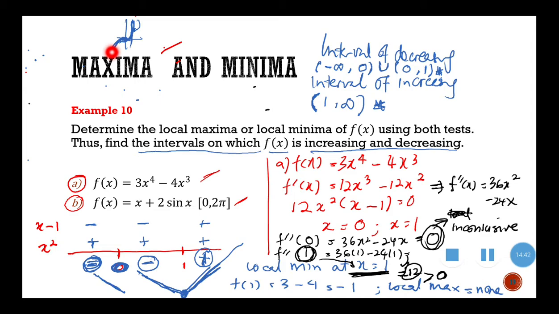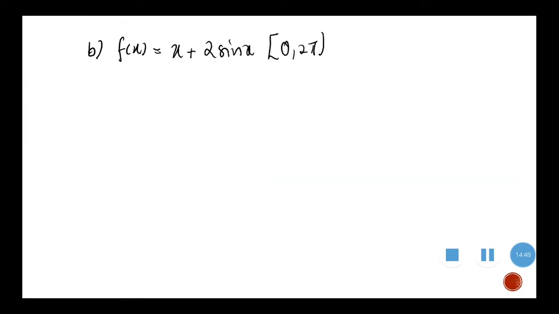Right, class? Okay, so now let us proceed to example B. So untuk example B here, we have f(x) equals to x plus 2 sine x. So untuk f prime x, first we need to find the critical numbers. F prime x, kita differentiate, we get 1 plus 2 cos x.